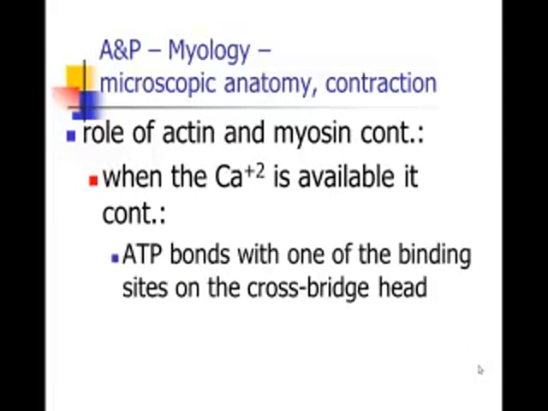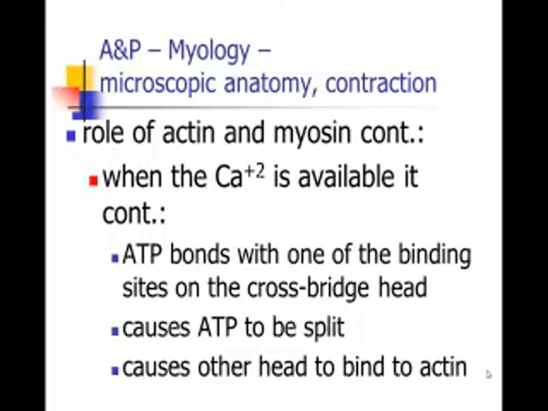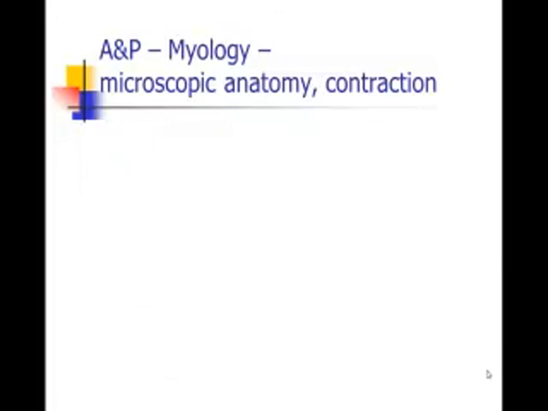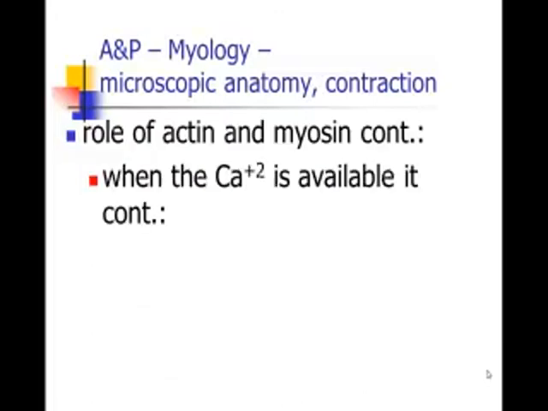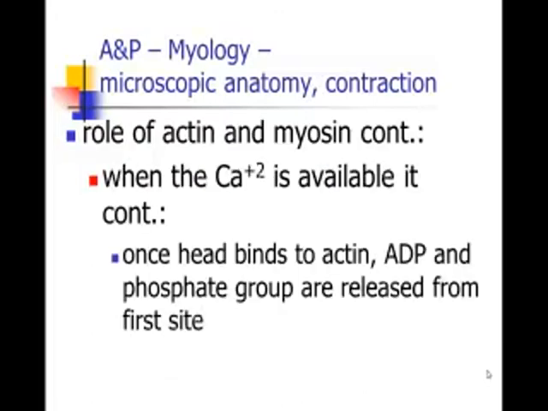Now, the ATP bonds with part of the cross bridge head, and it breaks, giving it energy, and then that energy is going to allow the cross bridge to extend back to its original position once it's released. The other bonding site is going to go to the actin, and that pulls the actin over the myosin. So one head bonds to actin.